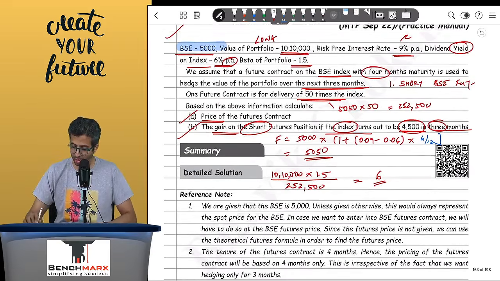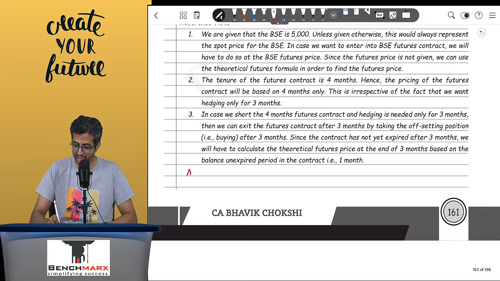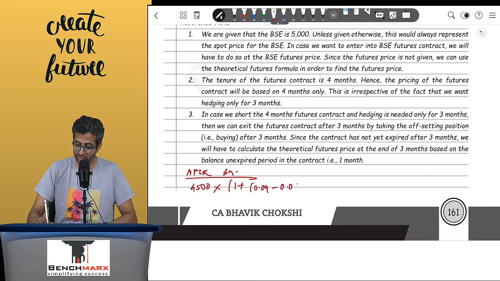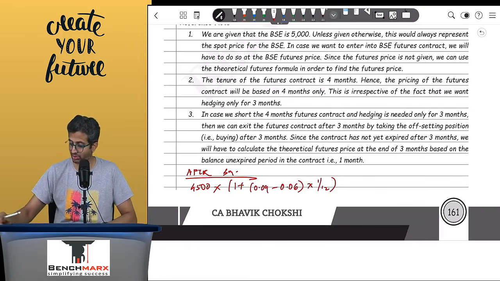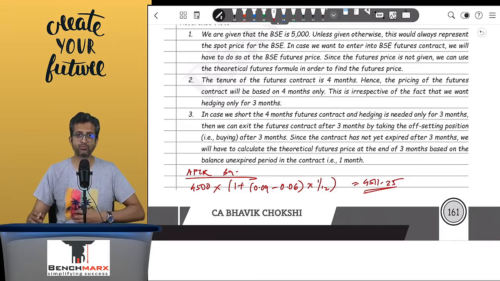What will be the futures price after 3 months? There's still 1 month remaining on the futures contract, and hence this is going to be 4,500 into 1 plus (0.09 minus 0.06) into 1 by 12. So this is 1 month remaining. This comes to probably 4511 point something, I think 4511.25. I've originally sold, so I will cover the contract by buying.